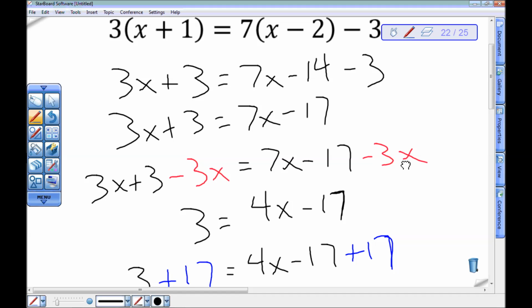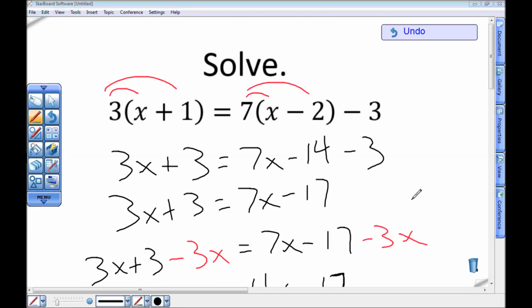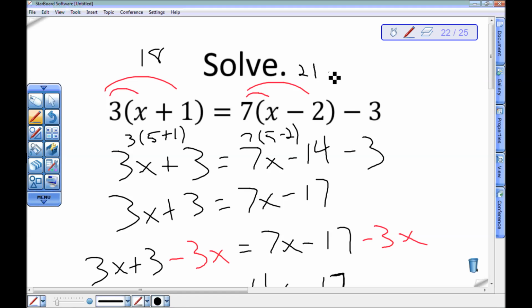Let's go see. Whoa. Take that, whatever number used to be there. So I said 5. So this would be 3 times 5 plus 1 is 6. 3 times 6 is 18. This is 7 times 5 minus 2 is 7 times 3 is 21 minus 3 is 18 equal to 21 minus 3? Oh yeah.